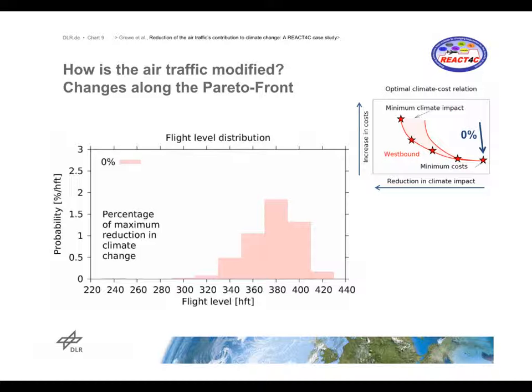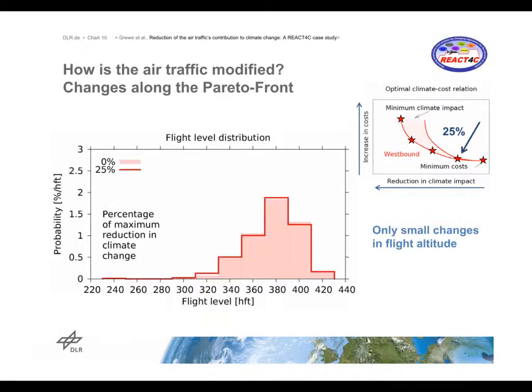We are now analyzing these changes in the air traffic flow when we move from the cost minimum situation to the climate optimal situation, as indicated by the stars and the arrow in the upper right figure. The large figure shows the flight level distribution of the whole air traffic flow. In the minimum cost situation, which is shown here, flight level 380 is most frequently used.